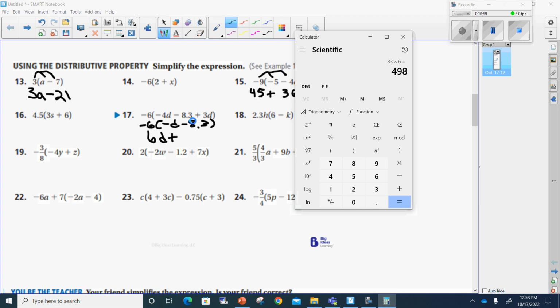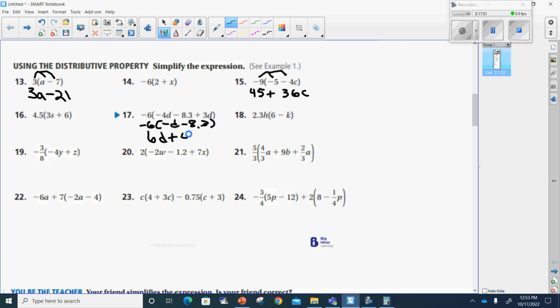498. And since this has a decimal place, it should be 49.8.